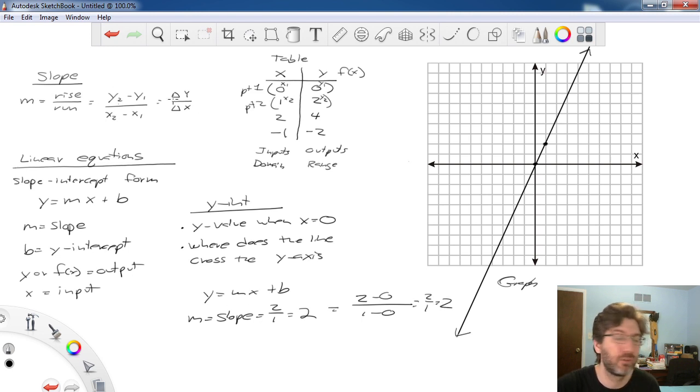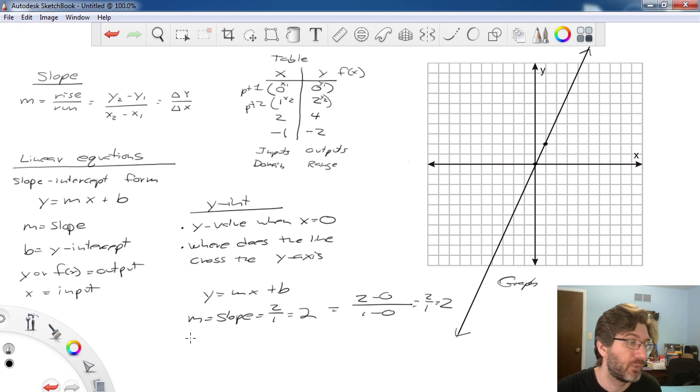It doesn't matter which way you want to do it. However, if you're not given the actual physical graph of it, and you're only given 2 points, you're going to use this. If you're given the graph, you're probably going to use that because it's easier. But either one will work for either of them. And that gives you your slope.